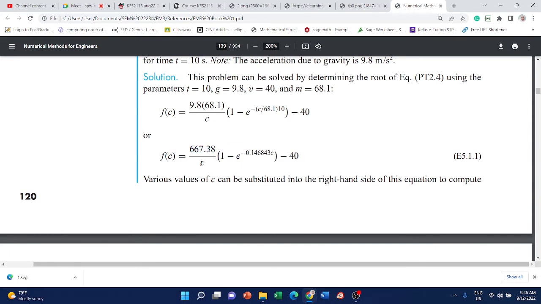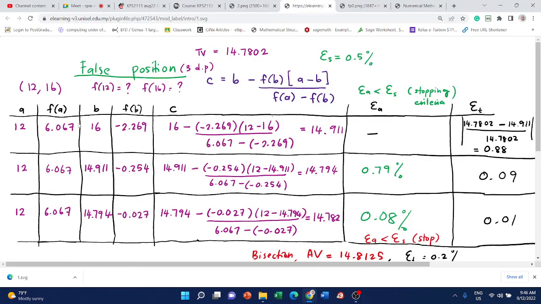This is your input, and then you are supposed to get the value. FA will be 6.067, when you substitute 12 into your function. Then FB is negative 2.269 when you substitute 16. In this case, let's consider 3 decimal places. Once you have everything here, you are supposed to compute C. The new C is 14.911.